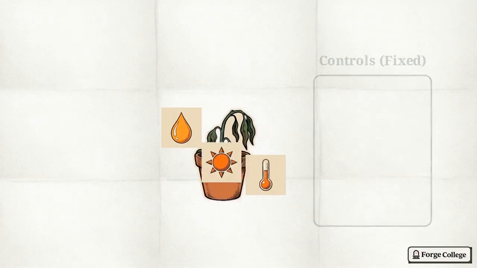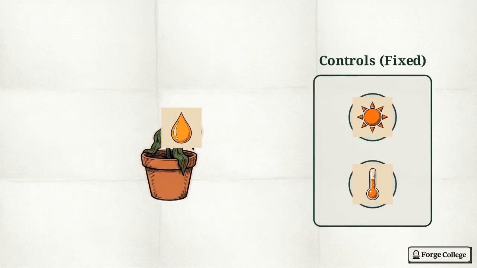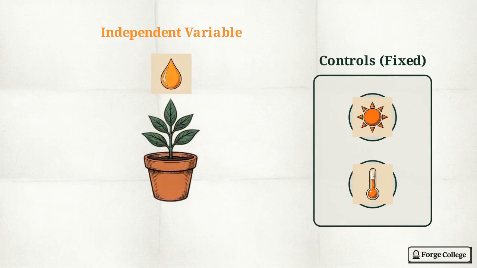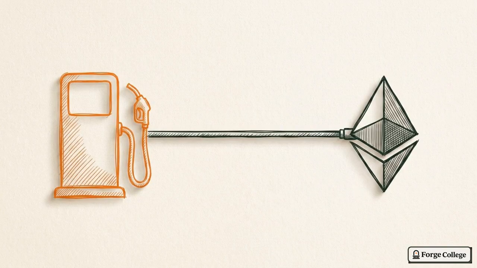Then there was the winning project. That student kept the dirt, light, and temperature exactly the same, and only changed one thing, the amount of water. Because they held everything else constant, they proved exactly why their plant thrived. Analyzing the transaction fees, or gas, on Ethereum works the exact same way.